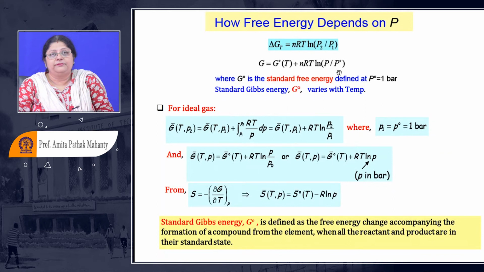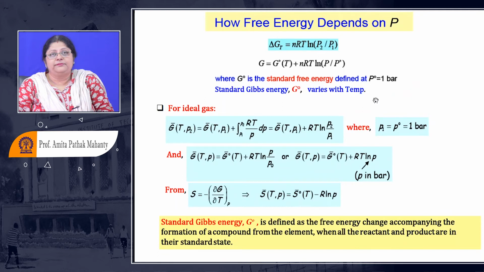P naught, for all practical purposes, is defined as 1 bar, and G naught is the standard Gibbs free energy. So this is the standard Gibbs free energy, and P naught is the pressure corresponding to that state where the pressure is equal to 1 bar.